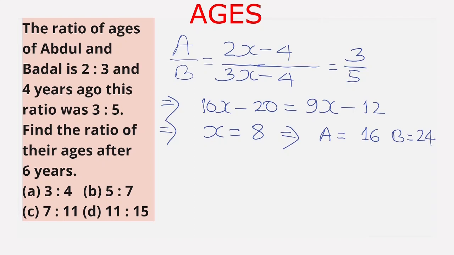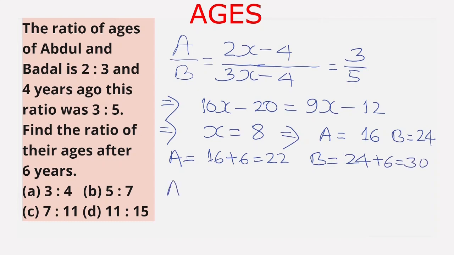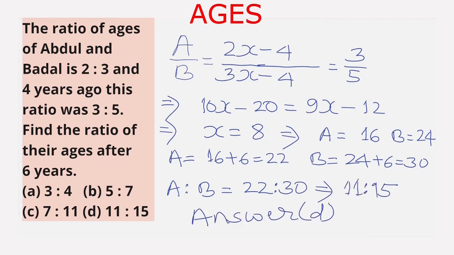Now what will be this after 6 years? So we add 6 to both the numbers. Then A, or Abdul, will become 16 plus 6 equal to 22, and Badal will become 24 plus 6 equal to 30. Therefore, A ratio B will be 22:30. We divide both by 2 and we get 11:15. And from the given options, our answer is option D, 11:15.